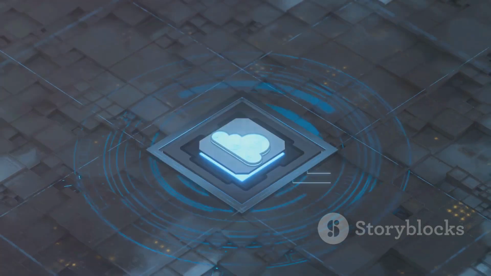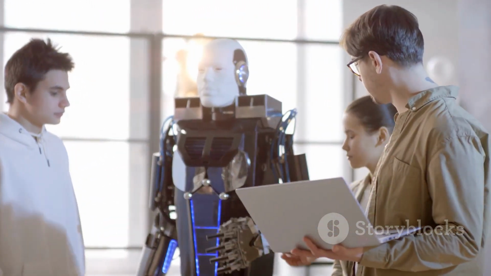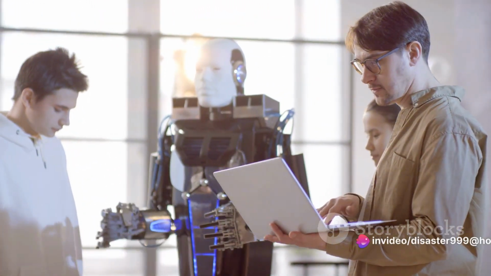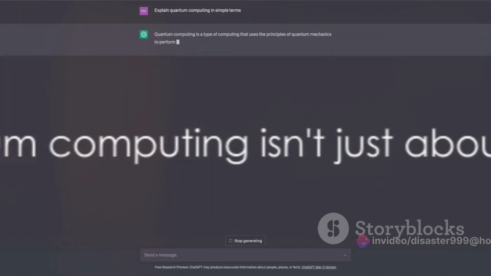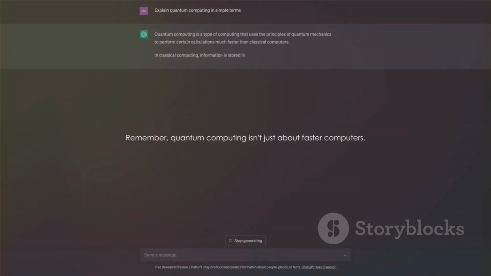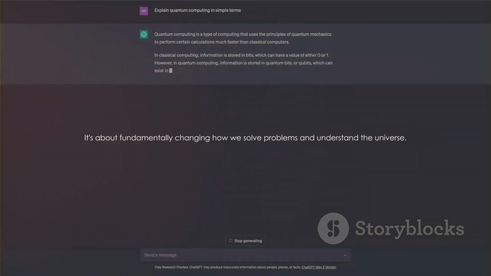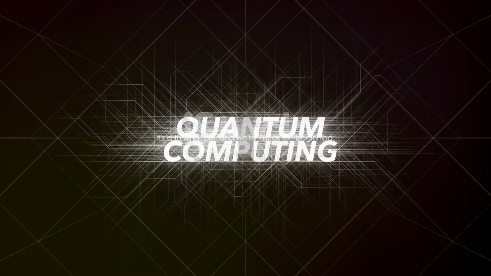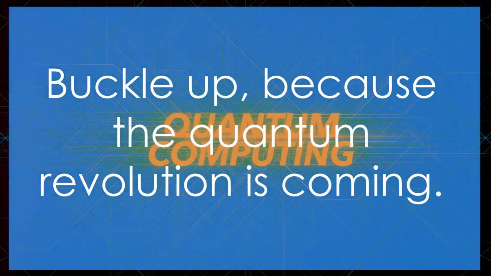However, it's not all sunshine and roses. Quantum computing faces significant challenges, including the need for extremely low temperatures and the issue of quantum decoherence. But the most important takeaway? Remember, quantum computing isn't just about faster computers. It's about fundamentally changing how we solve problems and understand the universe. It's a thrilling ride, and we're just at the beginning. Buckle up because the quantum revolution is coming.